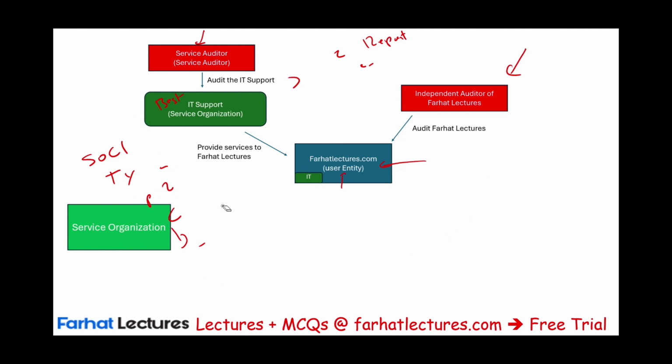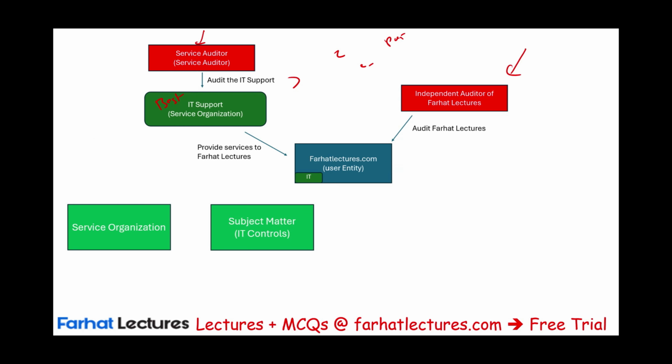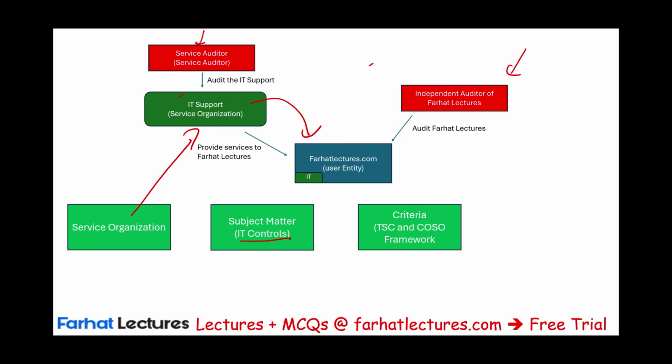So let's use a little bit more detail so we can try to understand this concept. We have the service organization, which is the IT support company. The subject matter is IT controls. They want to issue a report to give assurance to people like myself, their customers, that their IT controls are functioning properly according to the trust services criteria that we talked about. The subject matter is this trust services criteria, and I want to make sure they're in compliance with COSO as well.